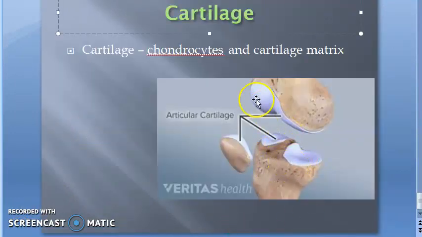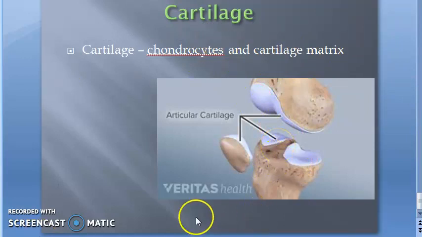Coming to cartilage, guys, they will have chondrocytes and cartilage matrix. Okay. So I think we can move on to the pathology in the next video.